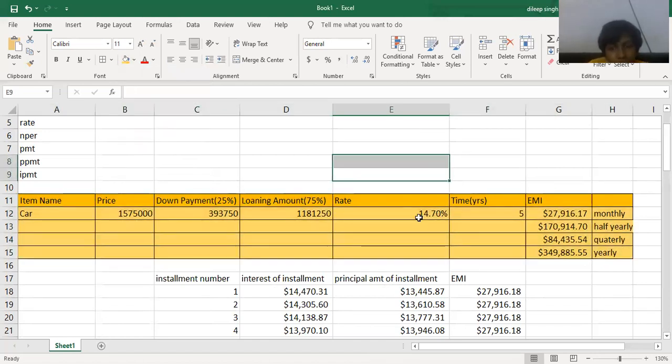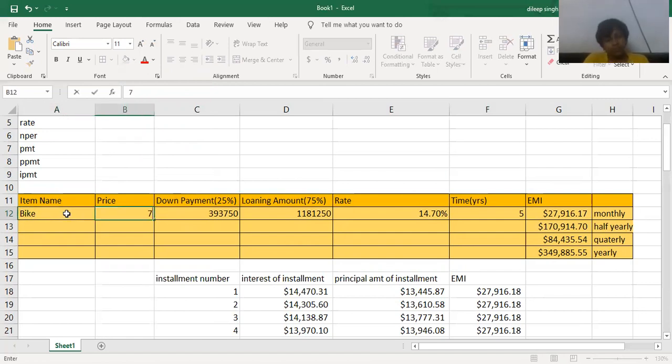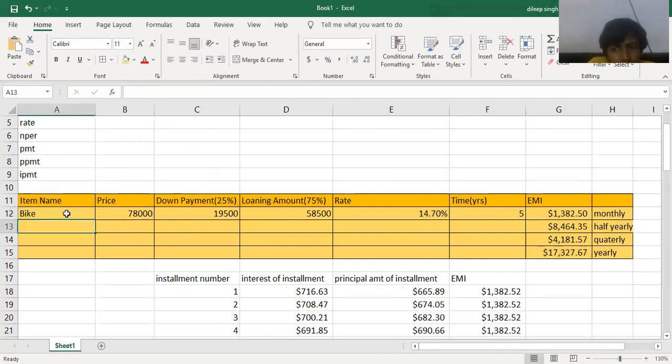You see there. Here we have different analysis. For example, if we change the price, you see there. If we do not want to purchase a car, here we purchase a bike like this, and the price will be 78,000. And what will be the EMI? How can we use this function? Just type here only the price, and when you press enter or tab, you will get all the analysis like this.